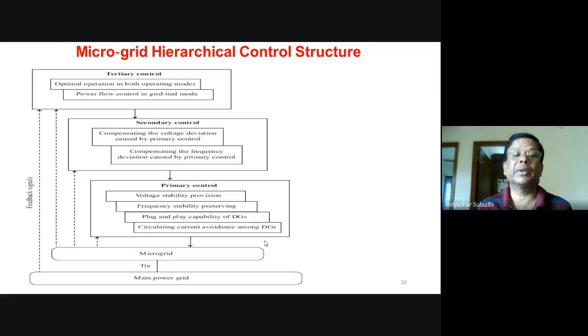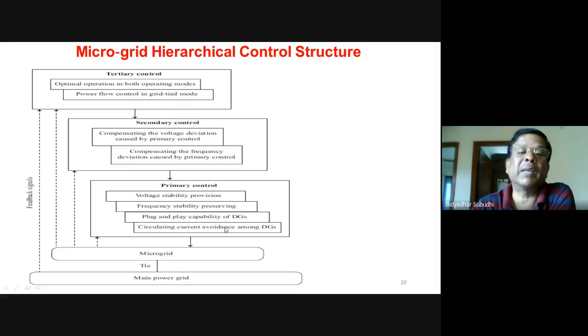Now, this hierarchical structure of the control for a microgrid, if you look at it, as I mentioned, we have the primary control, we have the secondary control, we have the tertiary control, and the main grid and microgrid are connected by virtue of a tie line. And you see here the primary control takes care of the voltage stability, frequency stability, plug and play capability.